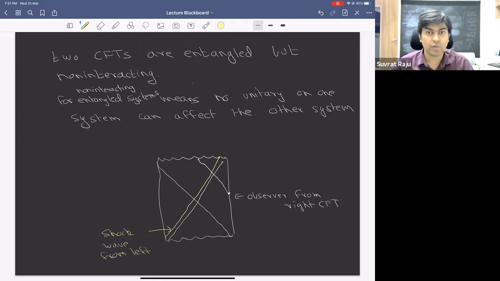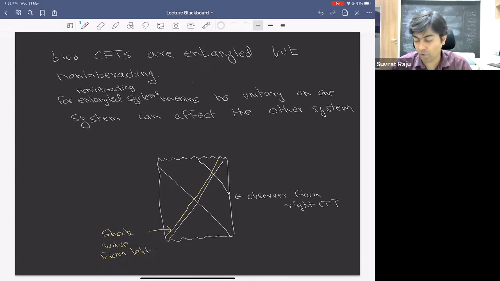Okay? So even though this observer was living in some system or was produced from a system in the right CFT, which we believe is entangled but non-interacting with the left CFT. So you would have thought, you produce some observer in the CFT and you send the observer into the horizon, and there's nothing you can do in the left CFT that can affect the observer. But actually that's not true, because behind the horizon, the observer is affected by a shock wave that comes in from the left. Okay? So at least that's what the proposal tells you.